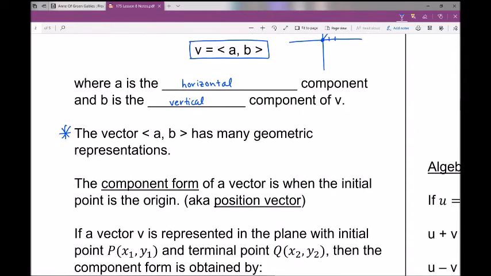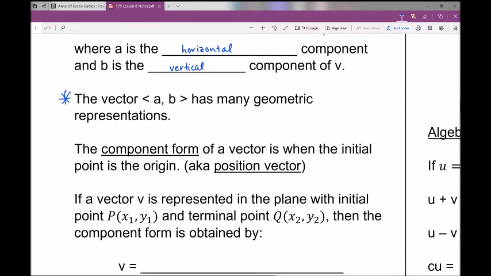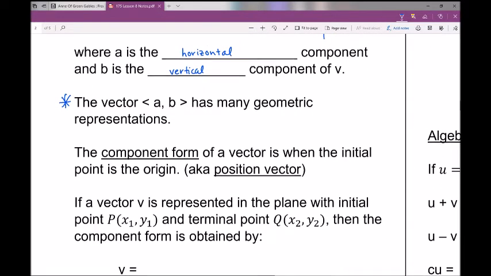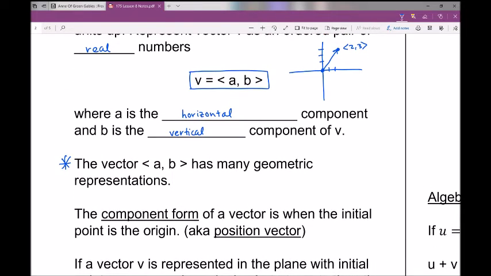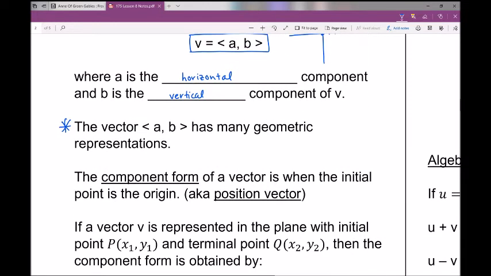All right, the component form of a vector is when the initial point is the origin. So an example of this would be the one that we talked about where we went 2 units to the right and 3 units up, but we started at the origin. And I think your book calls this a position vector, so that's just another name for component form.